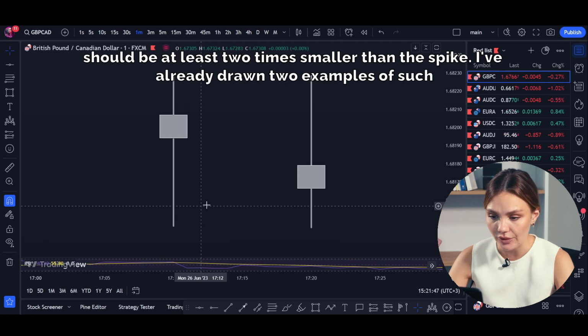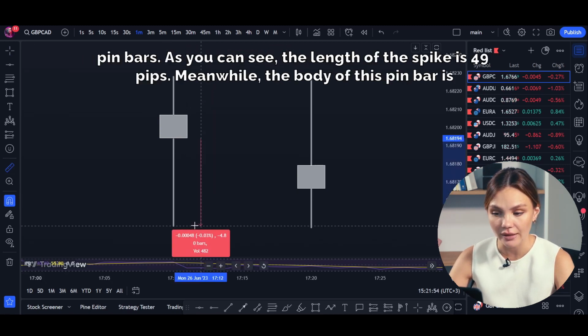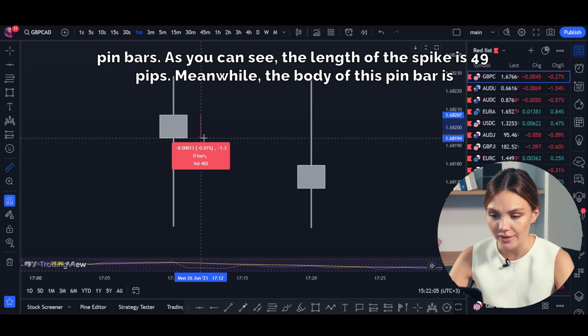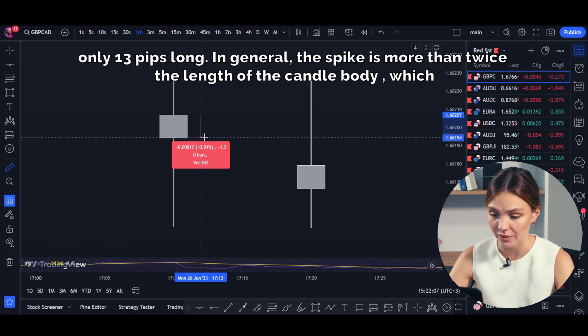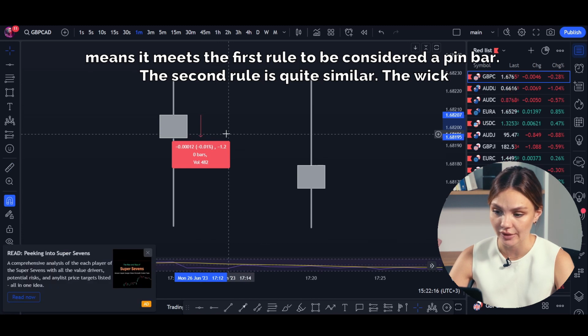I've already drawn 2 examples of such pin bars. As you can see, the length of the spike is 49 pips. Meanwhile, the body of this pin bar is only 13 pips long. In general, the spike is more than twice the length of the candle body, which means it meets the first rule to be considered a pin bar.